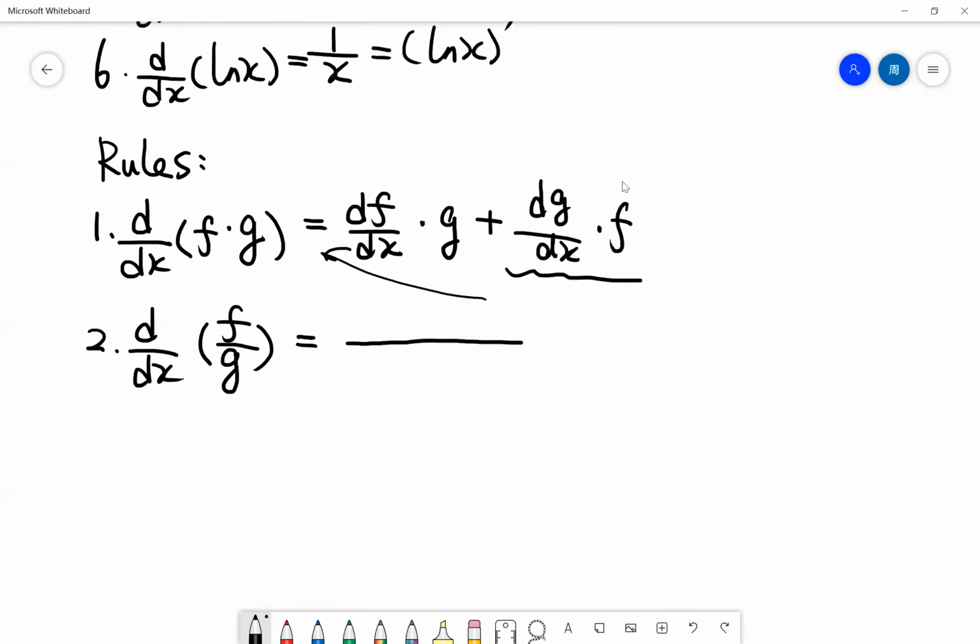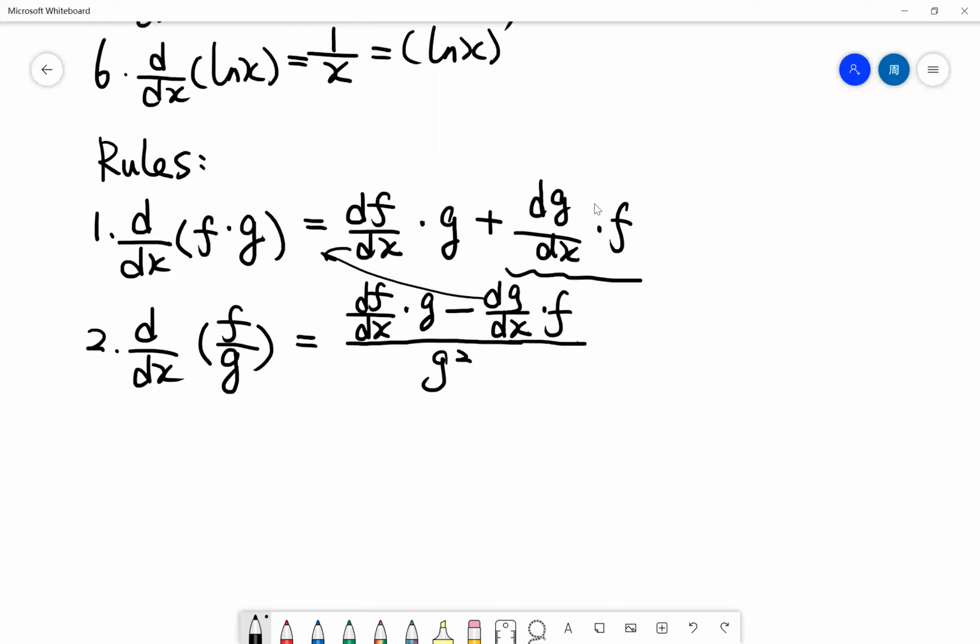Okay. So d(f/g)/dx equals to what? Can you remember that? Yes, it equals g squared in the denominator. Then df/dx multiplied by g, so first df/dx times g minus dg/dx times f. So here are the product rule and the quotient rule for the derivative.